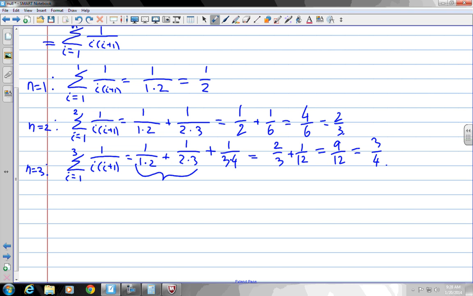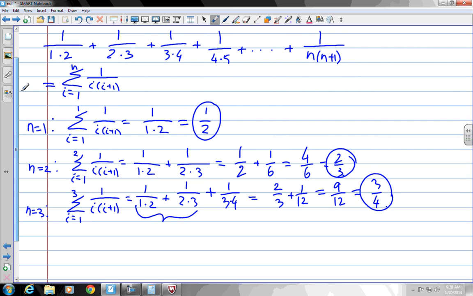So 1/2 when you start at 1, 2/3 when you start at 2, 3/4 when you start at 3. What is the pattern? That's what it looks like, right? The numerator is whatever value of n is, denominator is increased by 1. Isn't that the pattern? So this is our guess. So our guess equals n over n plus 1. This is nothing but a guess.